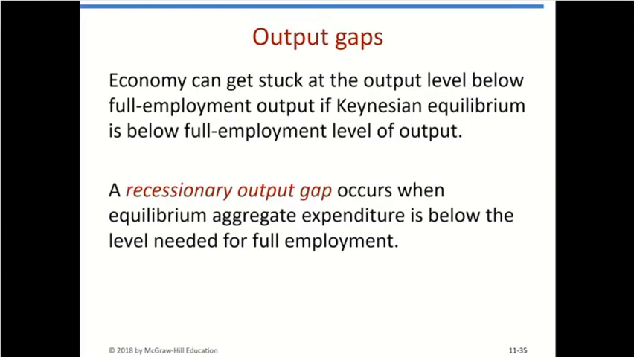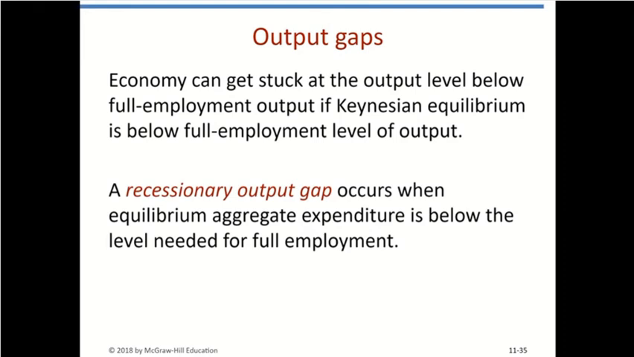Hello, and today we'll be talking about output gaps through Chapter 11, Aggregate Expenditure. Now, the formal definition of output gaps, as you can see on your screen, is that economies can get stuck at the output level below full employment output if Keynesian equilibrium is below full employment level of output.